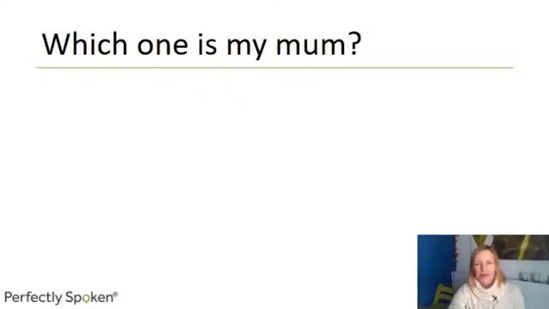Now, I'm going to put a picture on the screen. Which one is my mum? It's very easy. Okay, which one is my mum? So you've got two ladies sitting here. Yes, that's my mummy. And the other lady is my mum's sister, so it's my aunt. Okay, so you've got my mum and her older sister.